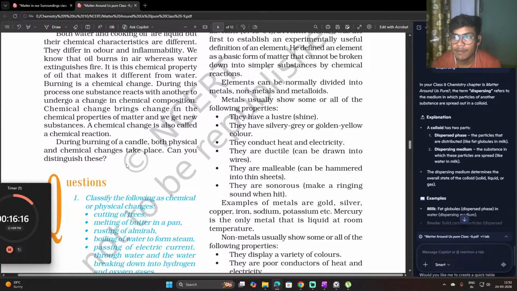Elements can normally be divided into metals, nonmetals, and metalloids. Metals usually show some or all of the following properties. They have a lustre, they are silvery.